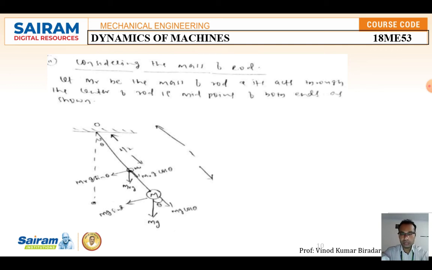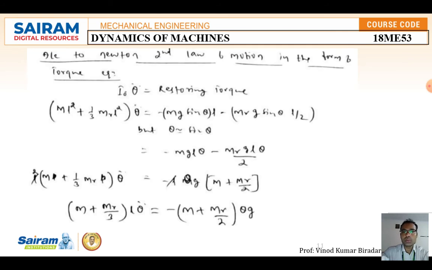Let Mr be the mass of the rod, and it acts through the center of the rod, that is the midpoint between both ends, as shown in the figure. Now, according to Newton's second law of motion, what is Newton's second law? F is equal to ma, that is, the external force is equal to the forces existing in the particular system.